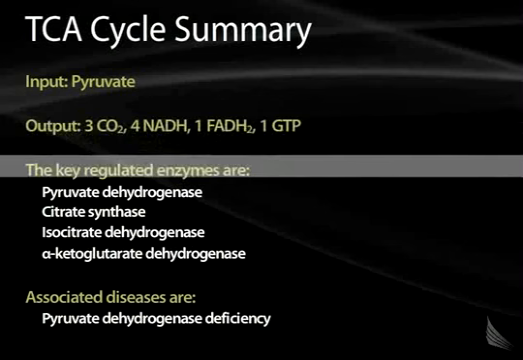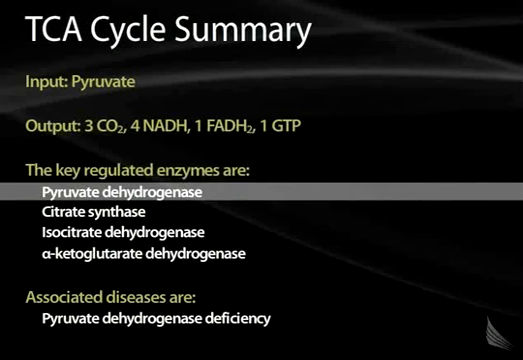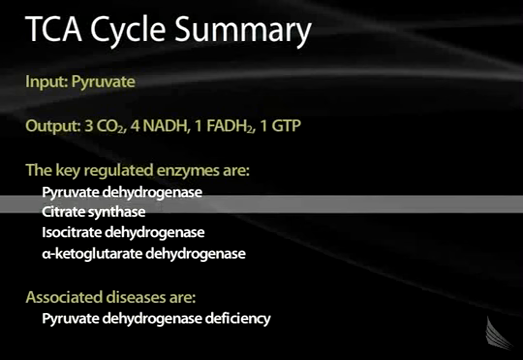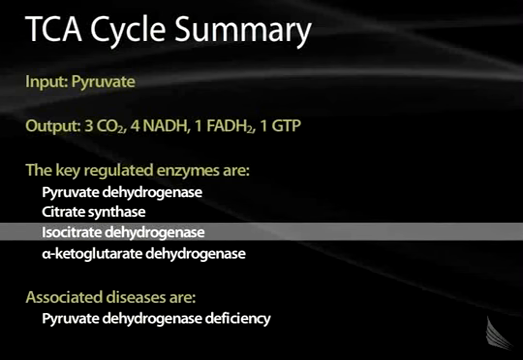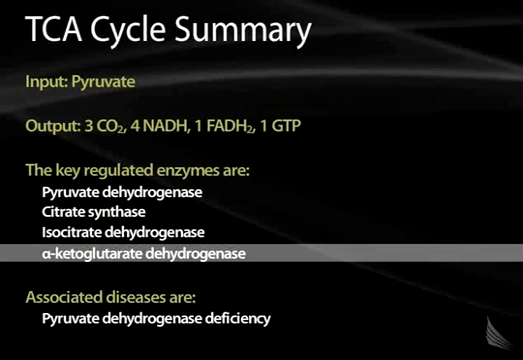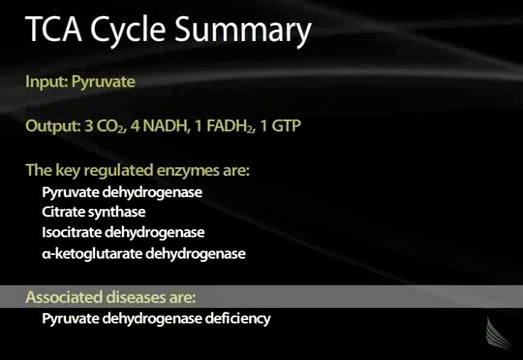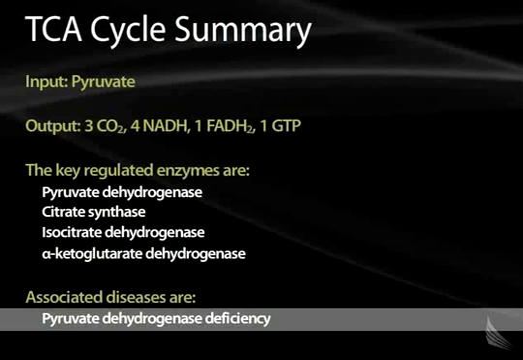The key regulated enzymes are pyruvate dehydrogenase, which converts pyruvate to acetyl-CoA, citrate synthase, which combines acetyl-CoA with oxaloacetate to form citrate, isocitrate dehydrogenase, which converts isocitrate to alpha-ketoglutarate, and alpha-ketoglutarate dehydrogenase, which converts alpha-ketoglutarate to succinyl-CoA. Diseases associated with this process are pyruvate dehydrogenase deficiency, as we described, and these are the important features of the TCA cycle that you need to remember. And this concludes the section on the TCA.